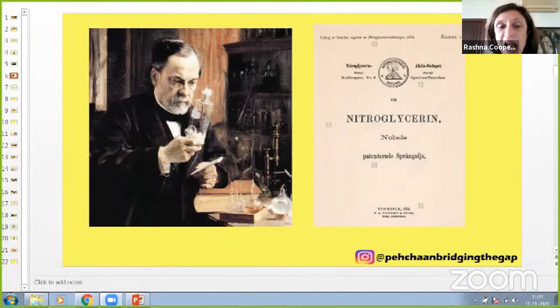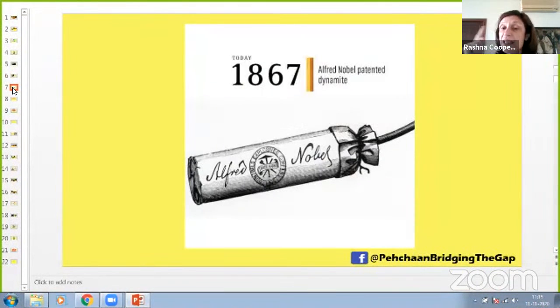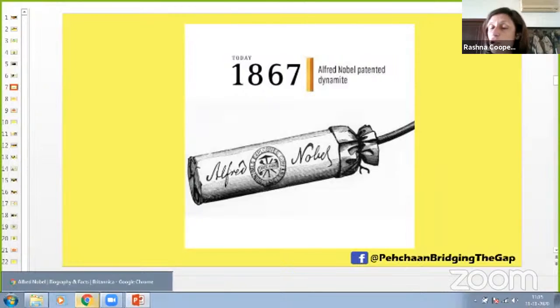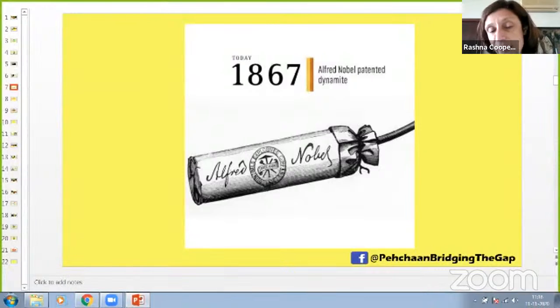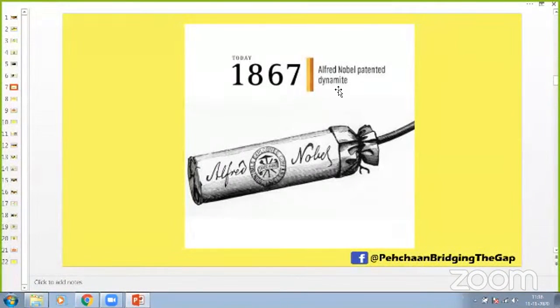And so Alfred worked hard and hard and hard, and he came up with a way to make nitroglycerin safer. But his greatest invention was this one in 1867. He produced something called dynamite. You saw that word up there? Dynamite, which is what we still use today for big explosions when we need to have explosions.